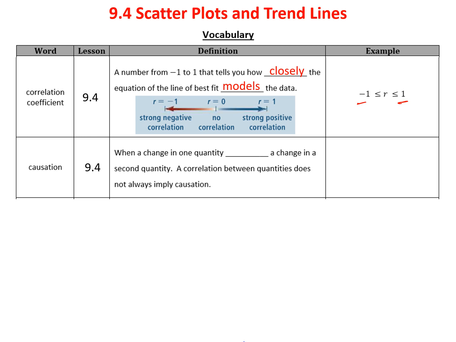The last concept we have is causation. That's when one quantity actually causes a change in the second quantity. Sometimes data looks like they're correlated, but there's no relationship between them. We could say something like, well, if I exercise, I'll lose weight. Well, hopefully there's a cause there, and so that's causation. Does one variable actually cause the other to change?